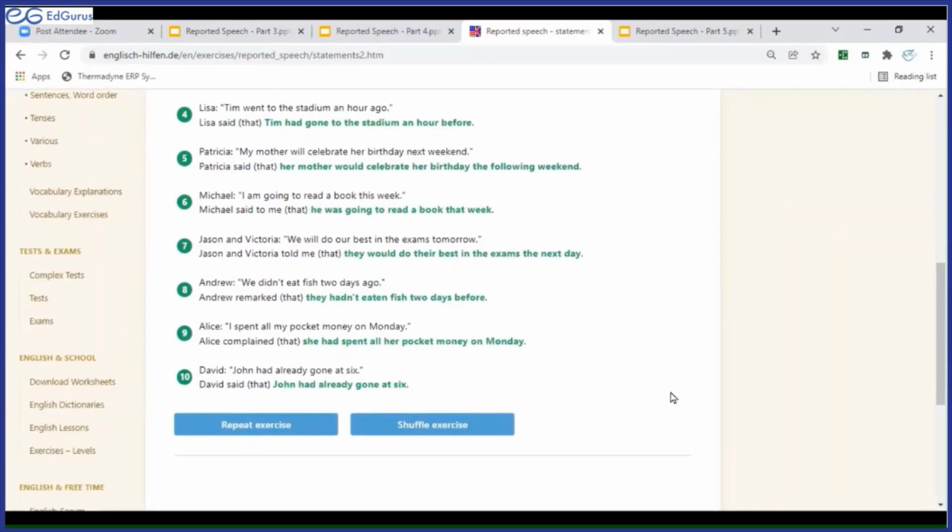Anna? Yes, ma'am. She had spent. Spent is the simple past changed into past perfect. John had already gone at 6. Okay? Yes, ma'am.